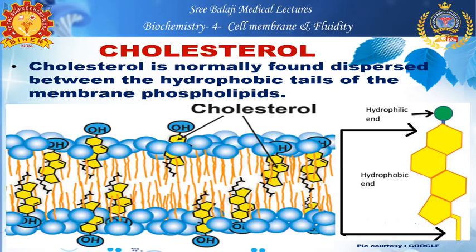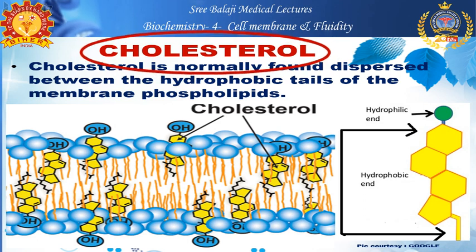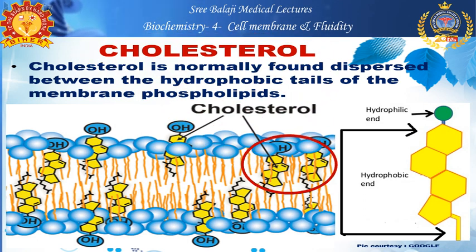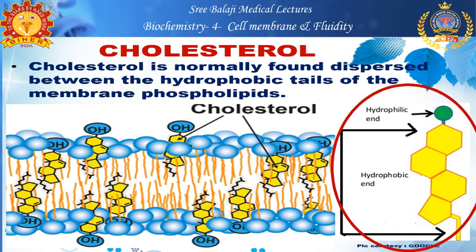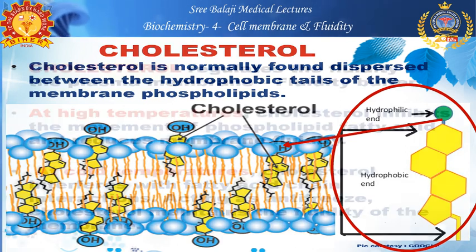The next major lipid in the lipid bilayer is cholesterol, which is found dispersed between the hydrophobic tails of the membrane phospholipids. Cholesterol also has a hydrophilic head end and a hydrophobic tail part. The hydrophobic tail part is stacked inside the hydrophobic tails of the phospholipid layer, and the hydrophilic end is dispersed between the hydrophilic head groups of the phospholipid bilayer.